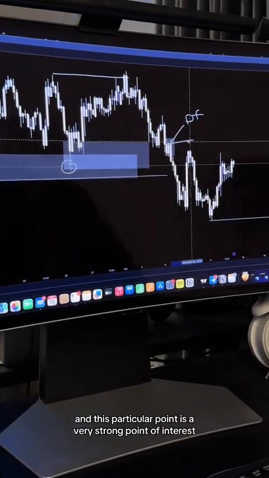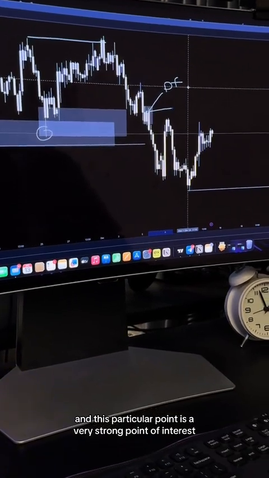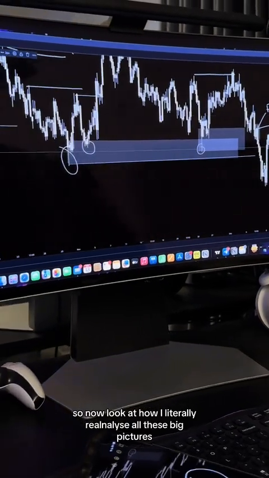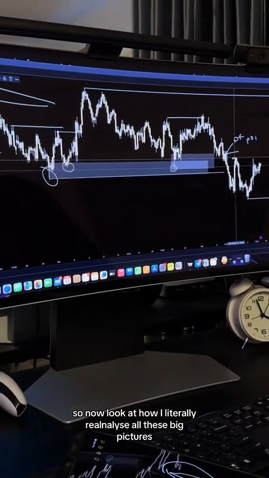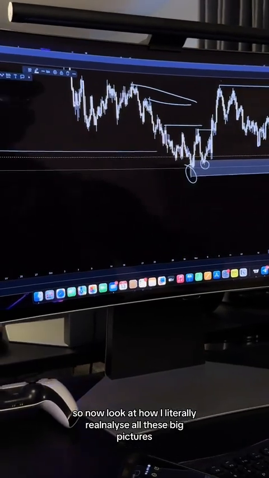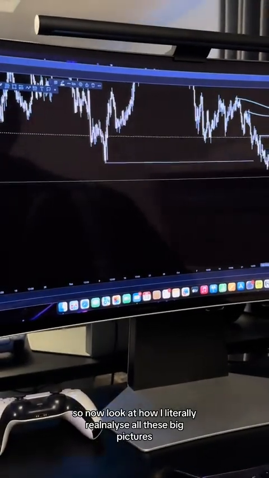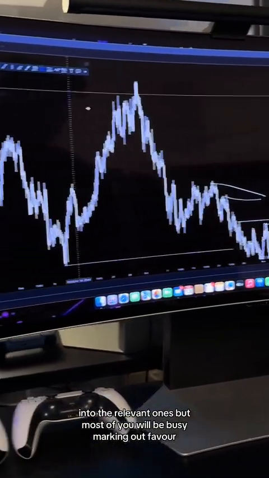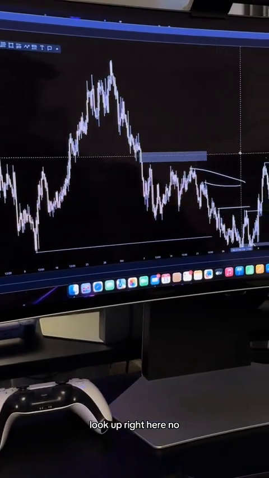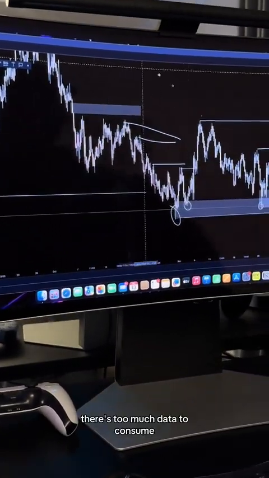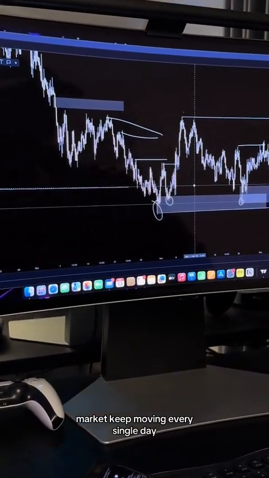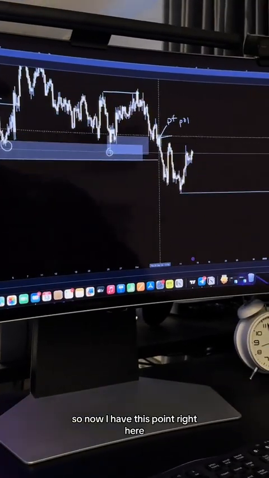Now, this particular point is a very strong point of interest. So now, look at how I literally reanalyze all these big pictures into the relevant ones. But most of you will be busy marking out fair value gap right here. No. There's too much data to consume and market will not wait for you. Market keeps moving every single day. So now I have this point right here.